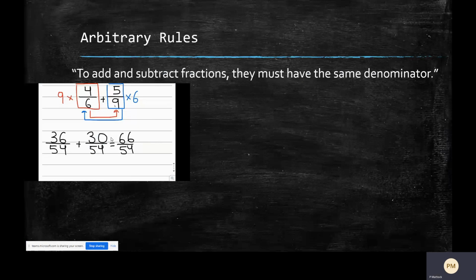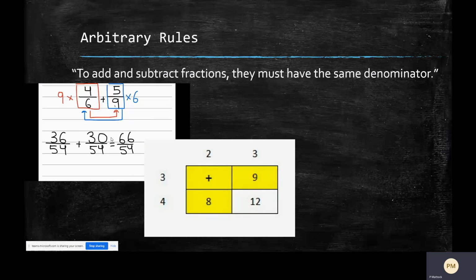And when you talk about these arbitrary rules, you get horrible pictures like that. There's so much wrong with that, both in terms of efficiency, and in terms of what it is that's actually happening. You're not multiplying 4/6 by 9 there. It's not got 9 times bigger. You've not got 5 9s. You're not making that 6 times bigger.